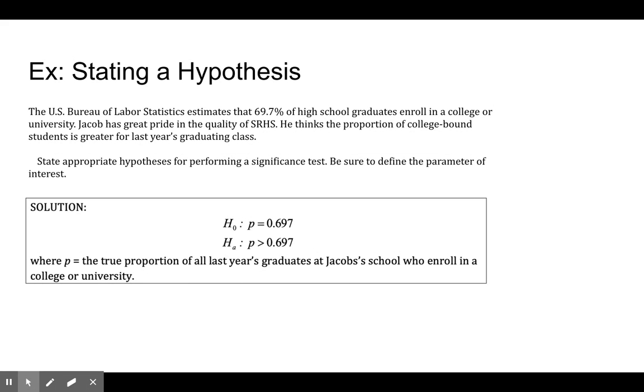All right, so we write the null hypothesis as p equals 0.697. That's the Bureau of Labor Statistics claim, versus Jacob's hunch, p is greater than 0.697. And we're going to define the parameter as this. p equals the true proportion of all last year's graduates at Jacob's school who enroll in a college or university.